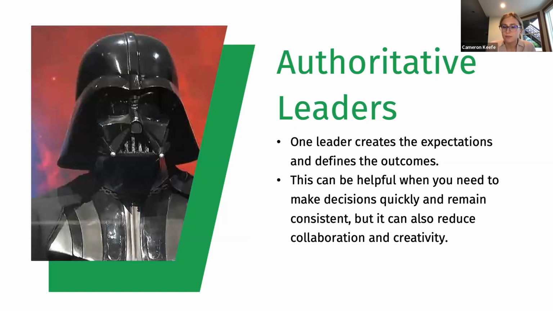Authoritative leadership. One leader creates the expectations and defines the outcomes. This can be helpful when you need to make decisions quickly and remain consistent, but it can also reduce collaboration and creativity. In a traditional classroom, students see this style when given clear instructions and guidelines in class, with you, the teacher, as the authoritative leader.